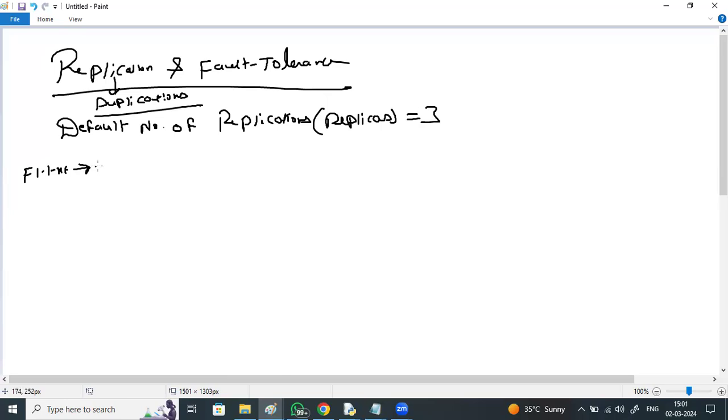You have got a file. The size of that file is like 192 MB. Number of blocks: the default block size is 64 MB. Number of blocks equals 192 divided by 64. How many? 3 blocks.